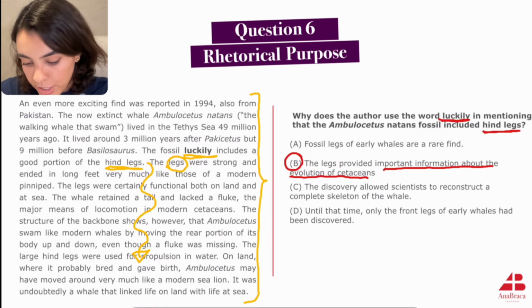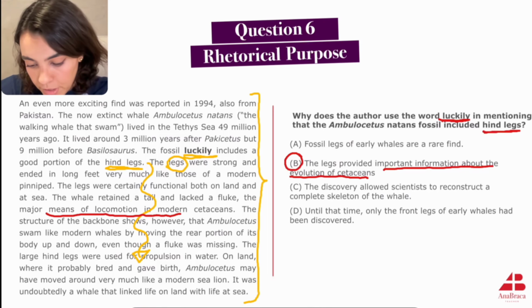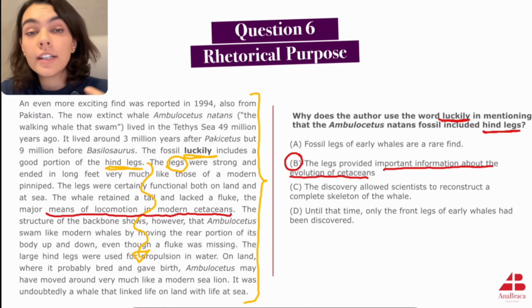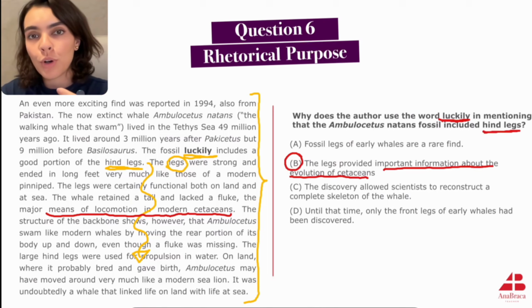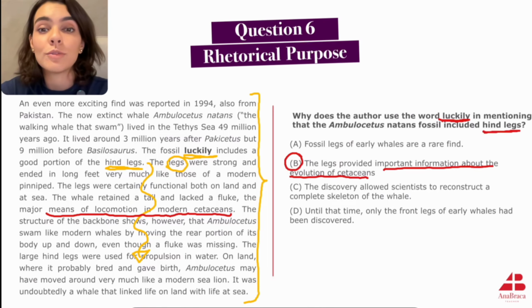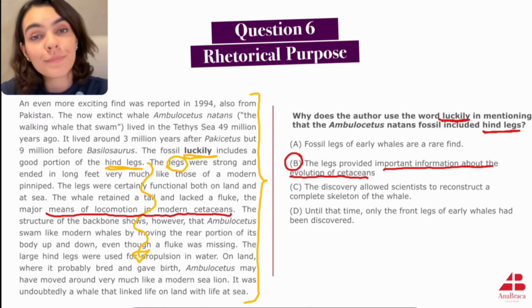Those details here are showing, for example, how those cetaceans, those animals, evolved from one thing to the next, from having those legs to the following characteristics of the modern cetaceans. So as I said, in rhetorical purpose questions, you have to understand the whole paragraph and why all that information was given there.